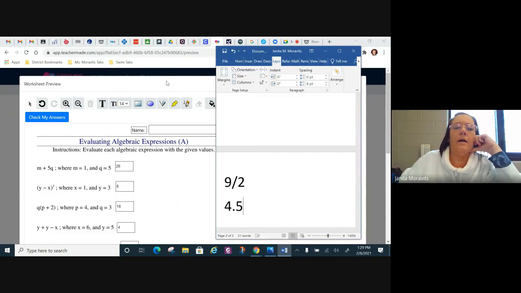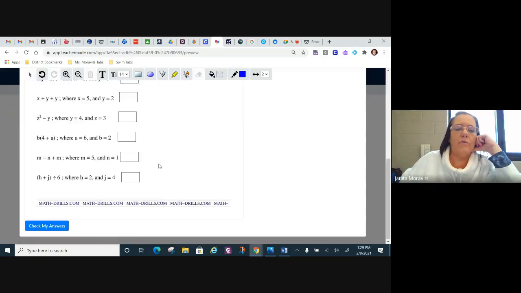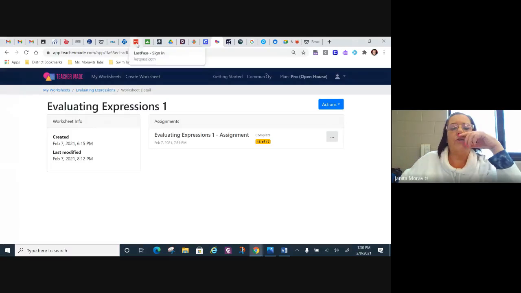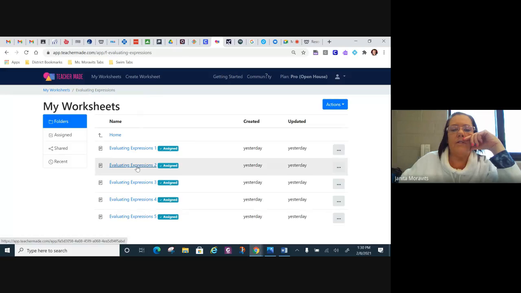All right. That is how you do these. When you finish, make sure you click I'm done. Then make sure you go back to Google Classroom and turn it in with a score on it. Let's take a look at the other worksheets just to make sure you know what to do.